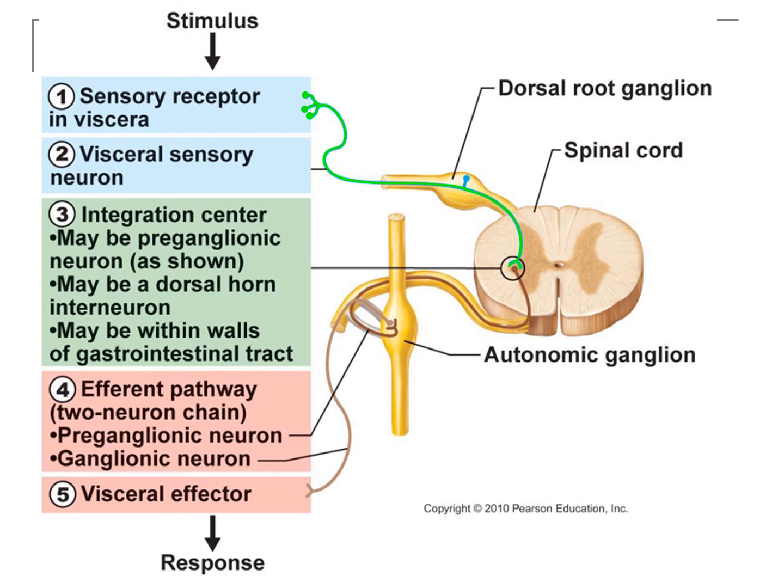Now your outflow, there may be a dorsal horn interneuron in between these two neurons. It's just that they showed a simpler picture. Also, your integration center doesn't have to be the spinal cord. It can be within the walls of the gastrointestinal tract. Now, your outgoing pathway, your efferent pathway, involves two neurons, as does the autonomic nervous system.